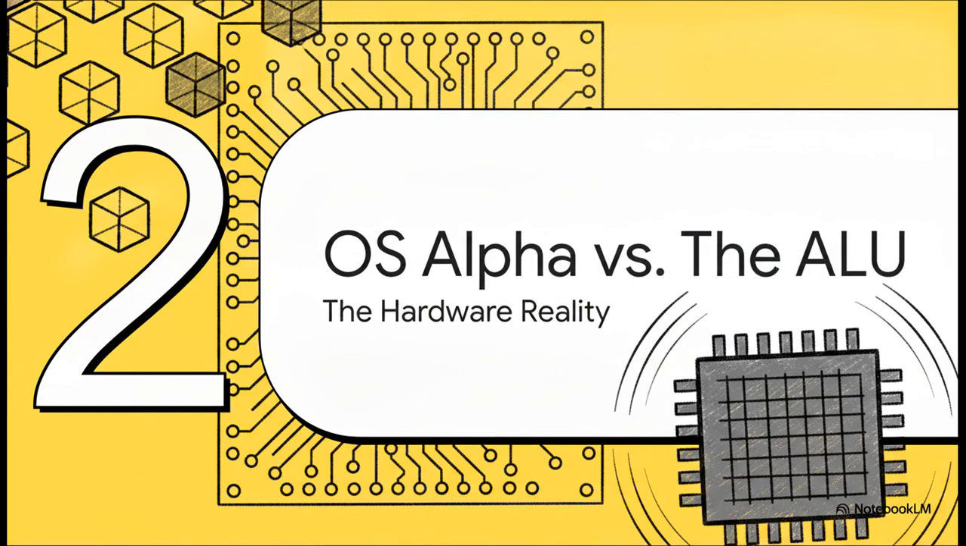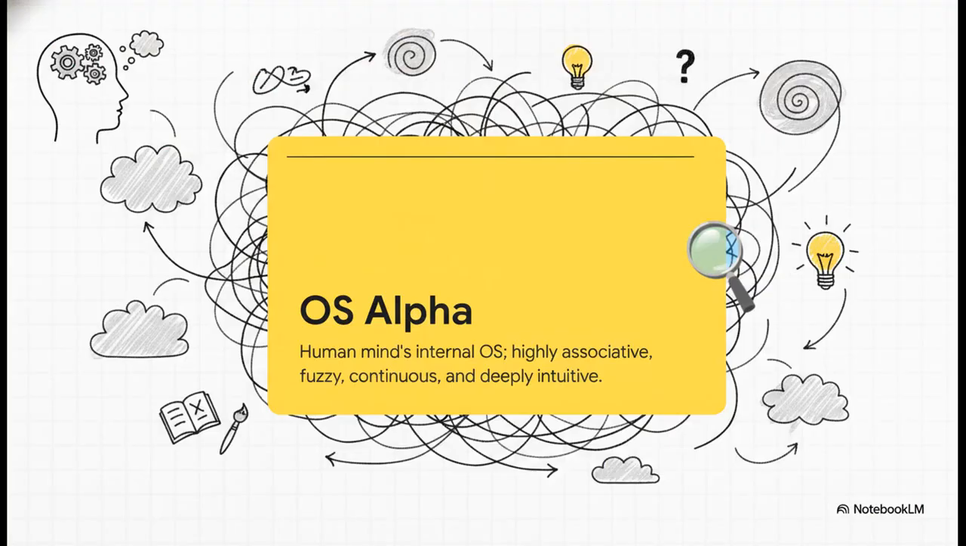Which brings us to Section 2, OS alpha versus the ALU. To really see this grand computational illusion, we have to journey past the software, right down to the bare silicon. And to do that, well, we first have to look at ourselves. You and I operate on what researchers playfully call OS alpha. This is the human mind's primary internal operating system. It's a messy, fuzzy, highly associative, and continuous environment. It's entirely meaning-driven. This is the domain of pure human imagination, where all creative intent originates.